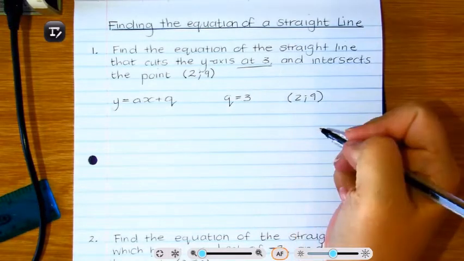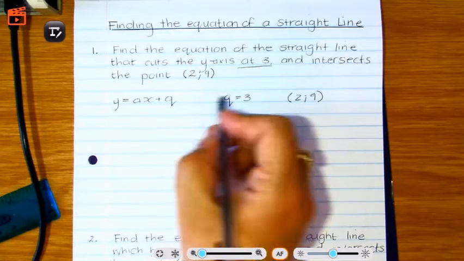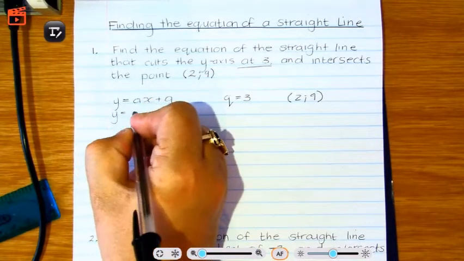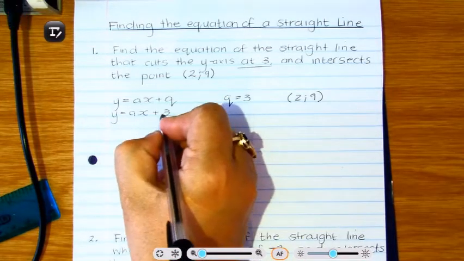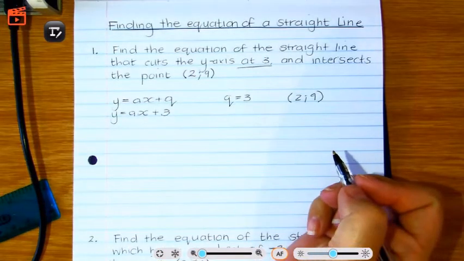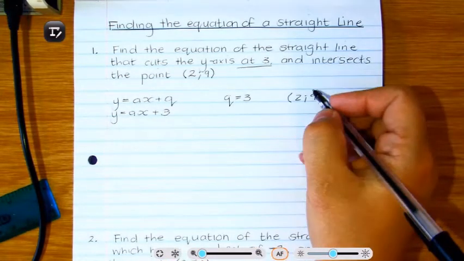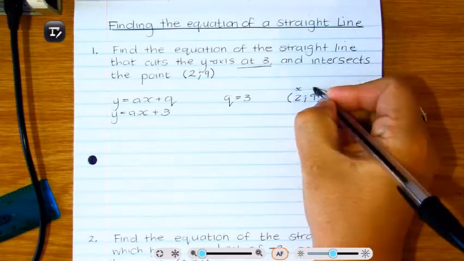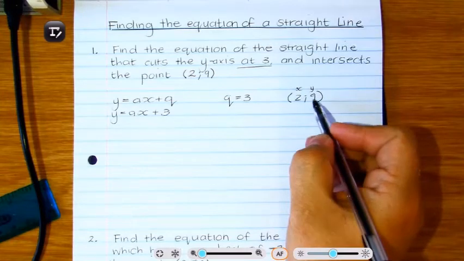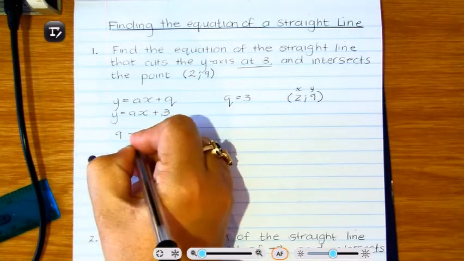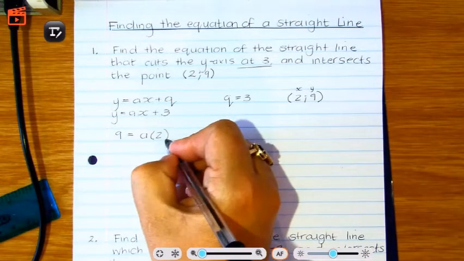So I'm going to start with my substitution. I'm going to replace my q with my y-intercept. So I've got y is equal to ax, and instead of q, I'm going to put plus 3. From there, I'm going to replace my x and my y value with my coordinate. Remember, in a coordinate, the first is the x, the second is the y. We should know that already. So instead of y, I'm going to put a 9. So I'm going to say 9 is equal to a. Instead of x, I'm going to put a 2, plus 3.